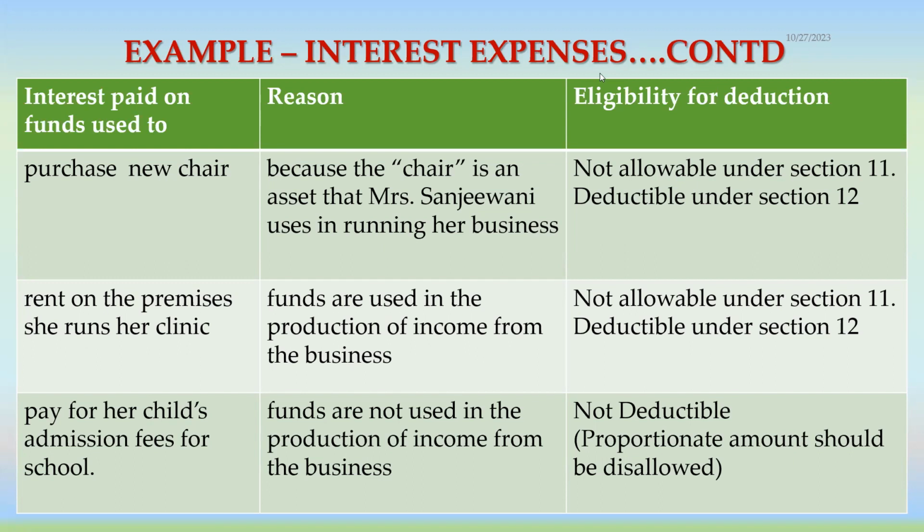Okay, there's only 1 and 2. Yes, Malik, that is good. Yes, only 1 and 2 is allowable as a deduction. That means the interest portion. The balance interest portion is not allowable as a deduction. Okay. Now I have a question.